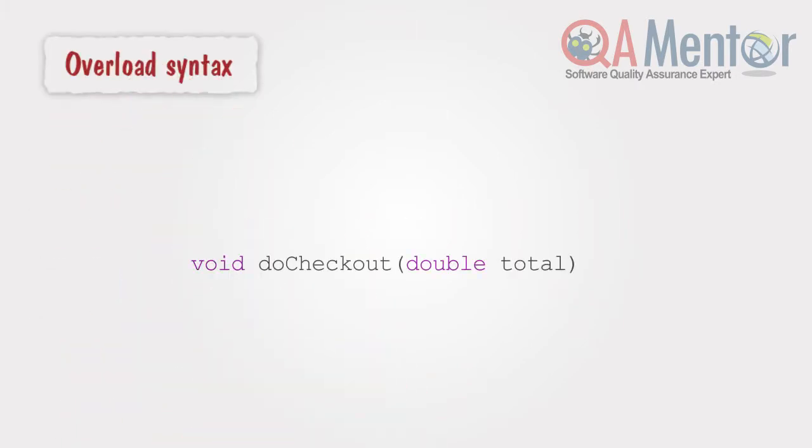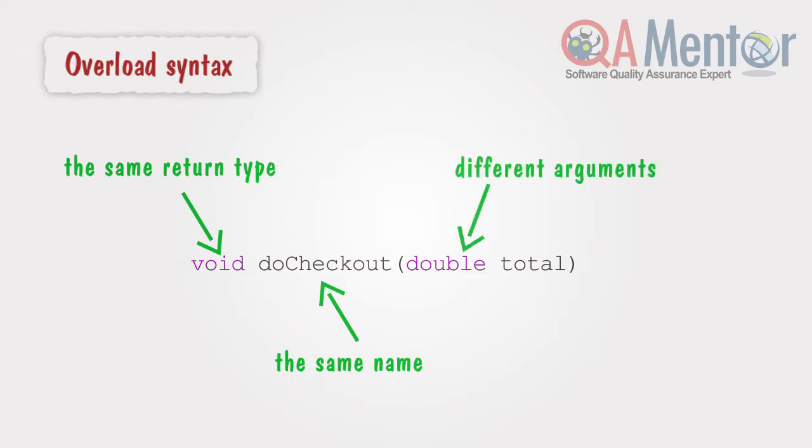That's the syntax of methods overload. The same name, the same return type, but different arguments.